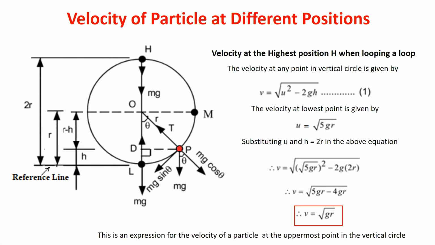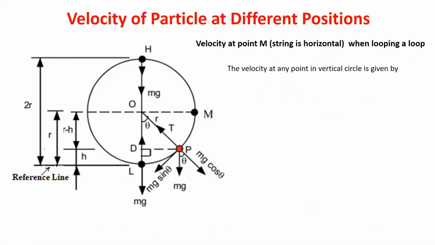This is the expression for the velocity of the particle at the uppermost or topmost point in the vertical circle. Now let us find velocity at point M when the string is horizontal. We already said that v is equal to root of u square minus 2gh. We already proved that u is equal to root of 5gr, and for point M, h will be equal to r.